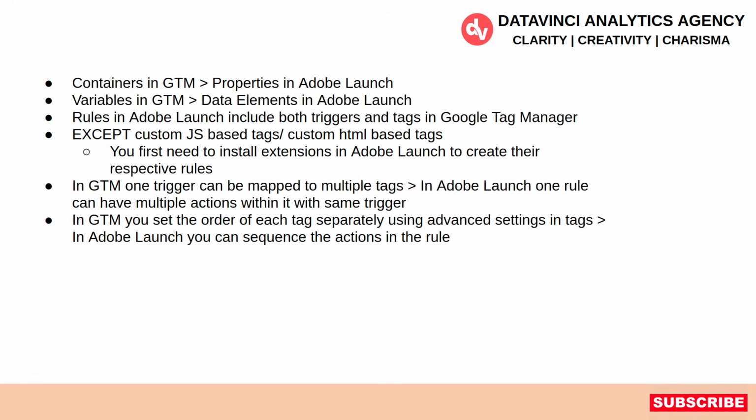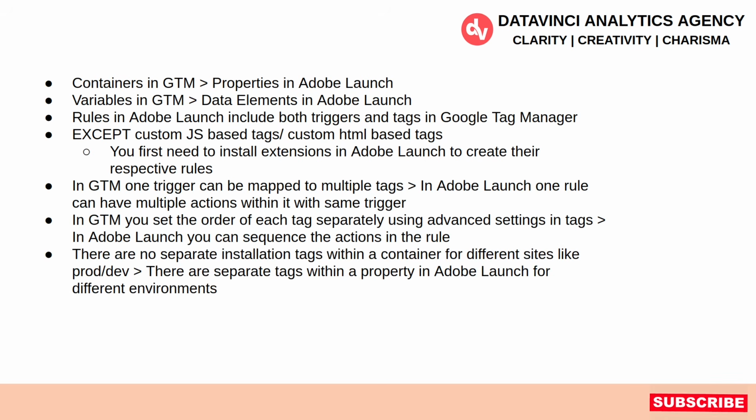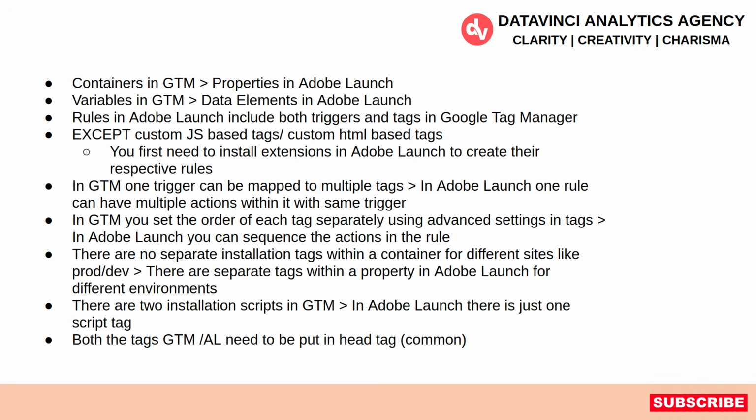In Google Tag Manager, one trigger can be mapped to multiple tags. In Adobe Launch, one rule can have multiple actions within it with the same trigger. In Google Tag Manager you set the order of each tag separately using advanced settings in the tags. In Adobe Launch you can just create a sequence of those actions in a rule. There are no separate installation tags within a container for different sites like prod and dev in Google Tag Manager, but there are separate tags within a property in Adobe Launch for different environments.